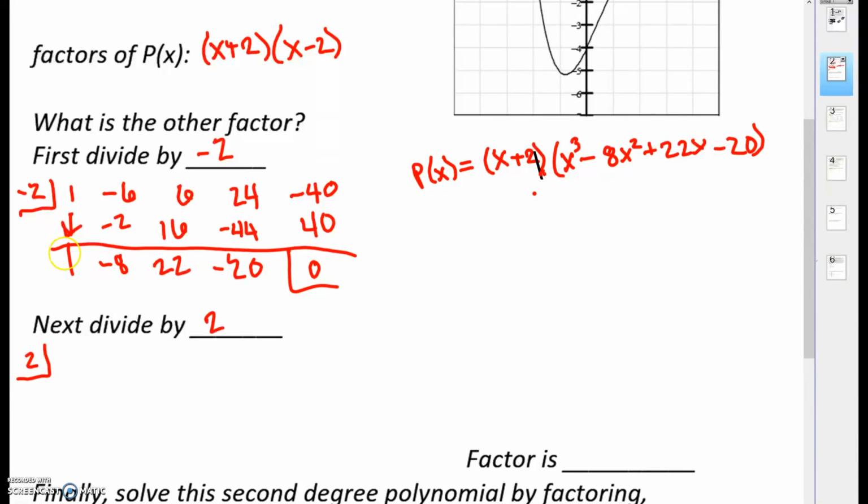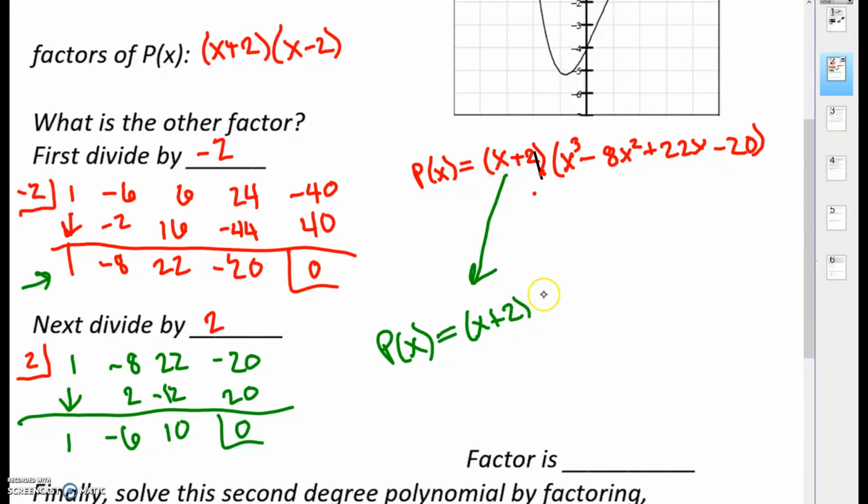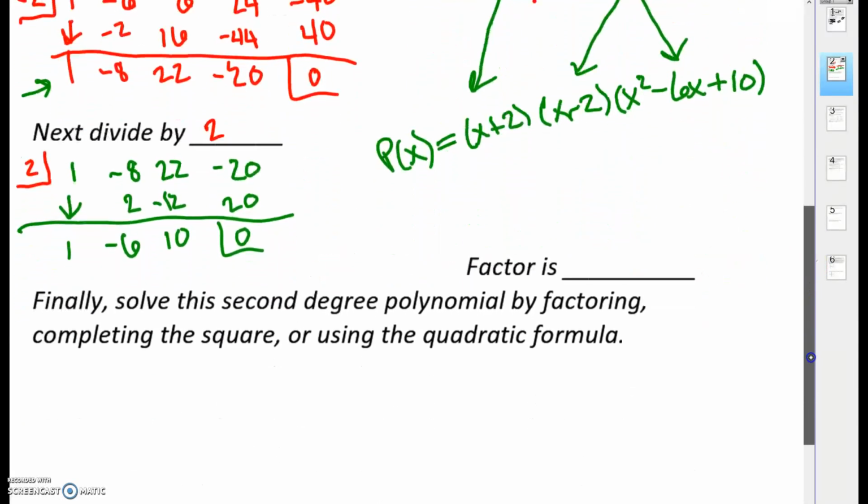And I drop down what was left in this line here: the 1, negative 8, I promise that's a negative, 22, negative 20. I don't need the 0, and we're going to synthetically divide. Drop it down, I get 1, 1 times 2 is 2, negative 6, negative 12, 10, positive 20, and a 0, which means now we can say that P of x is equal to x plus 2 from above, and then x minus 2 times x squared minus 6x plus 10. So this became these two pieces here. Well, so we've got some factors, but we're not completely done.